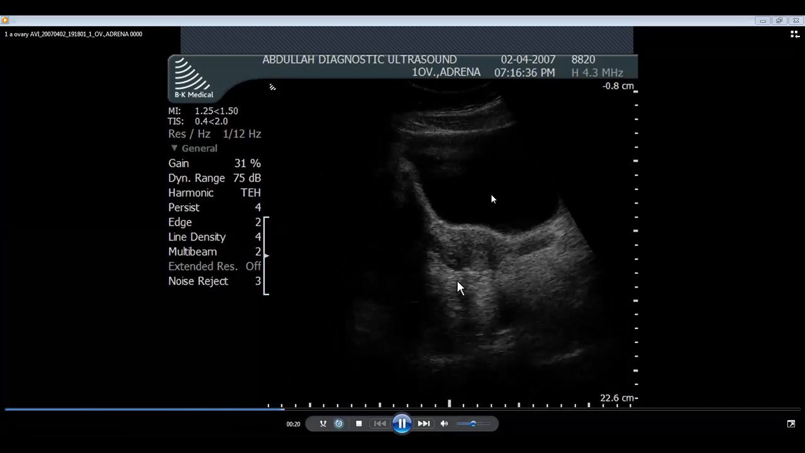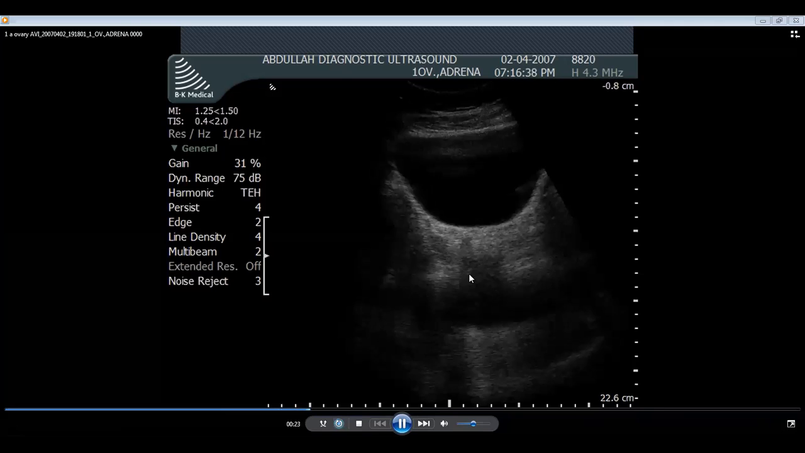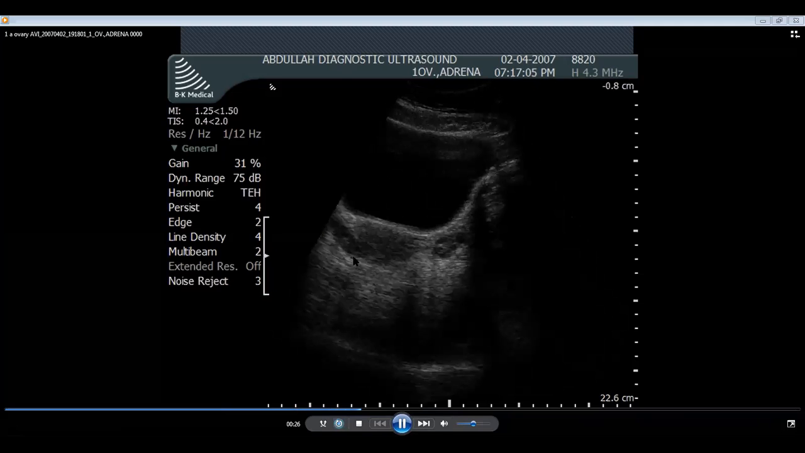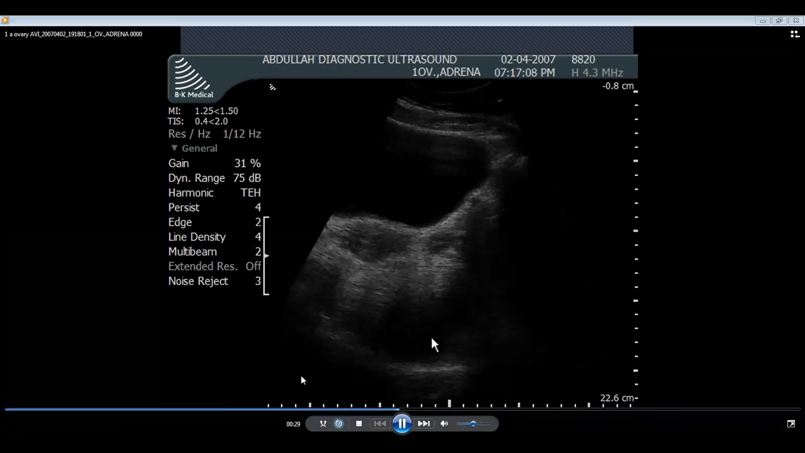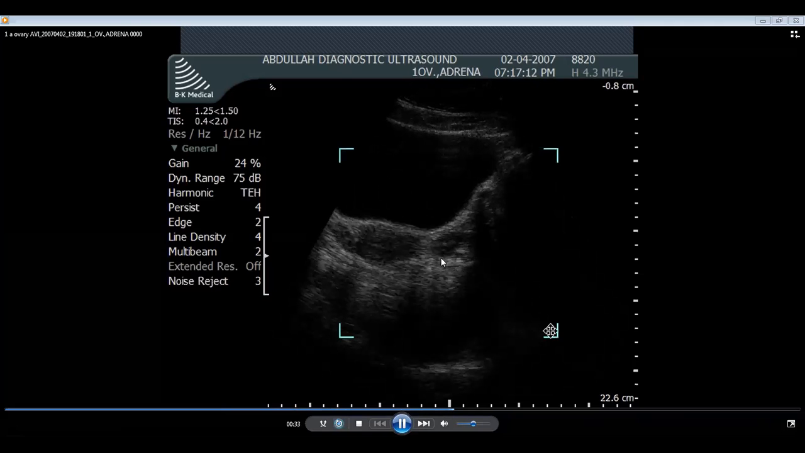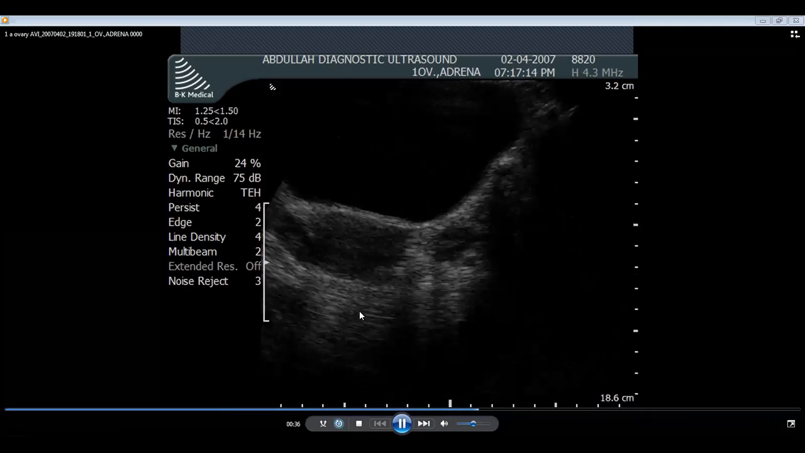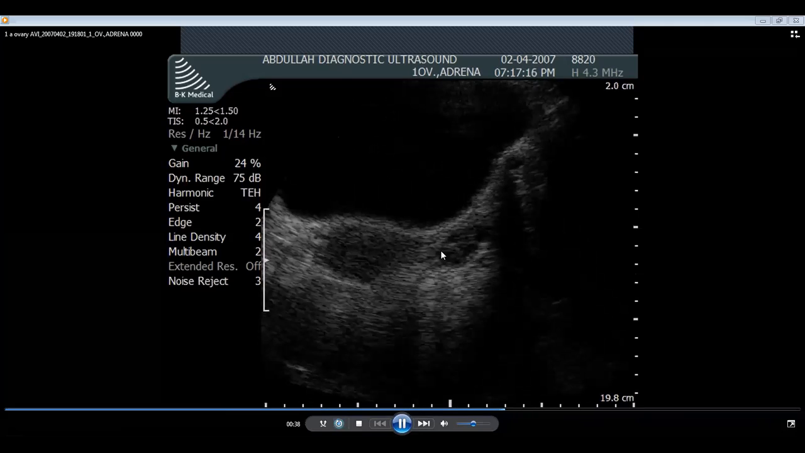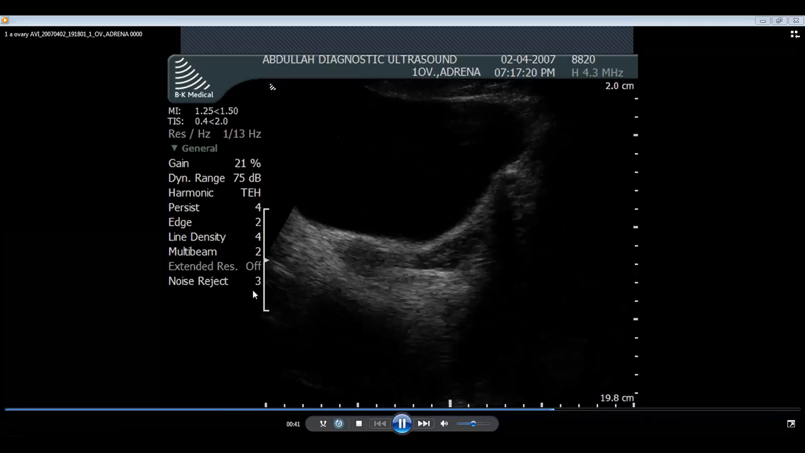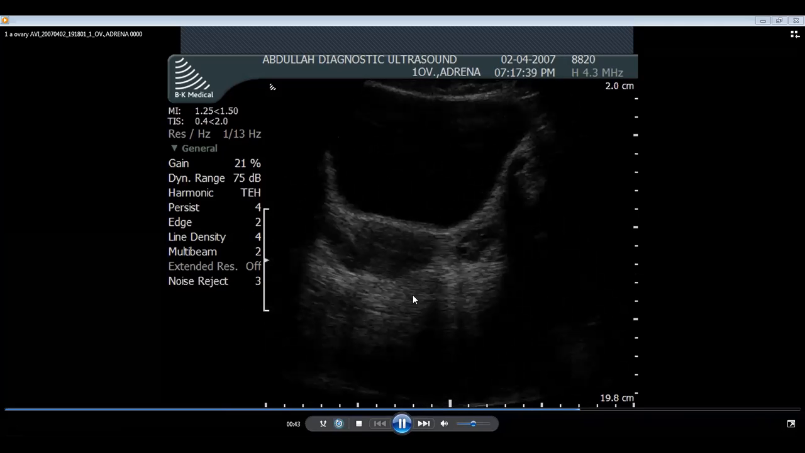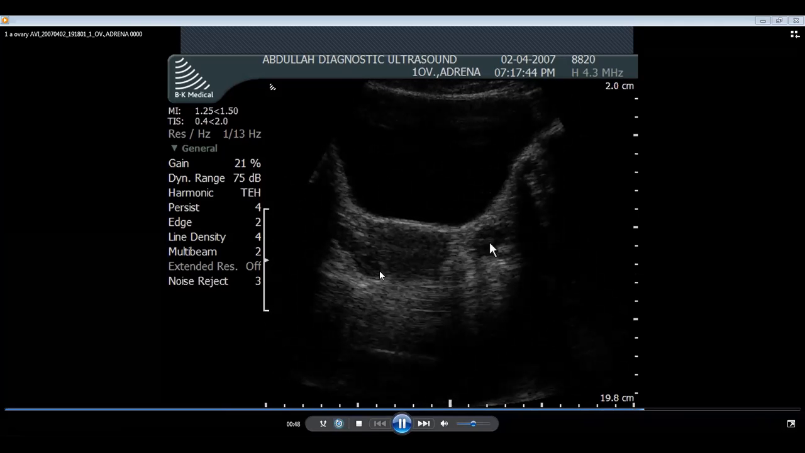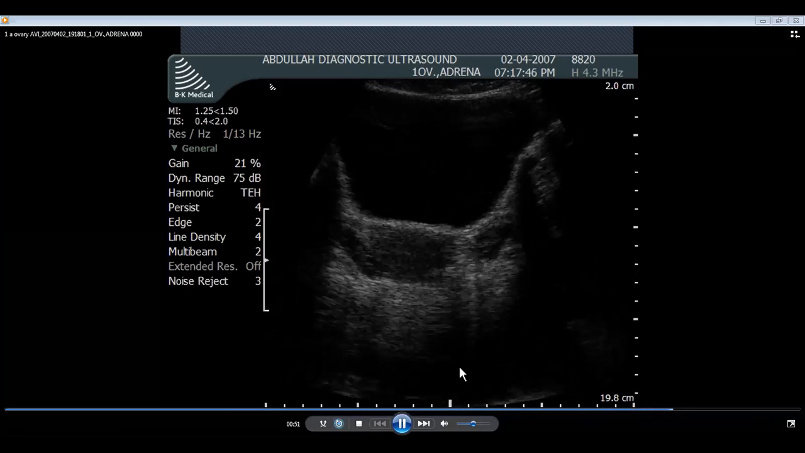You see the bladder here, the uterus here. This is the left ovary, and this is the right ovary. And you can see some black spots inside. I magnified for you. You can see some black spots inside. These are the immature follicles, small, immature antral follicles. There you see, small, immature antral follicles.